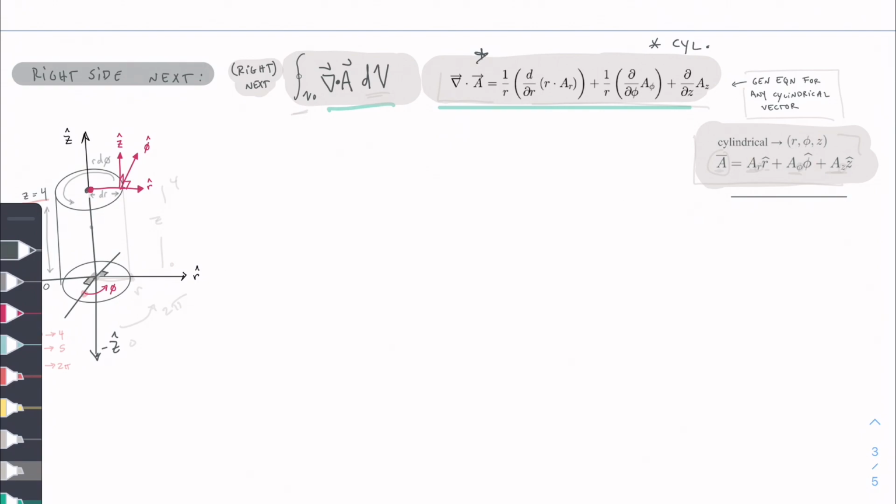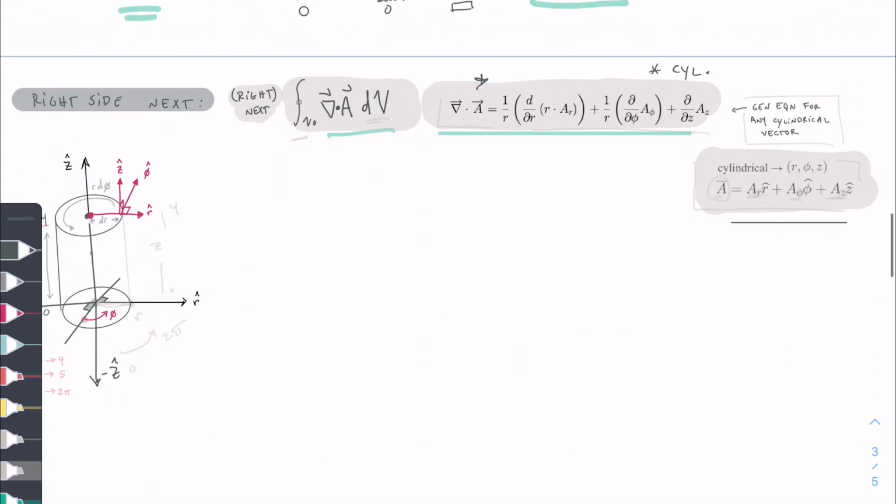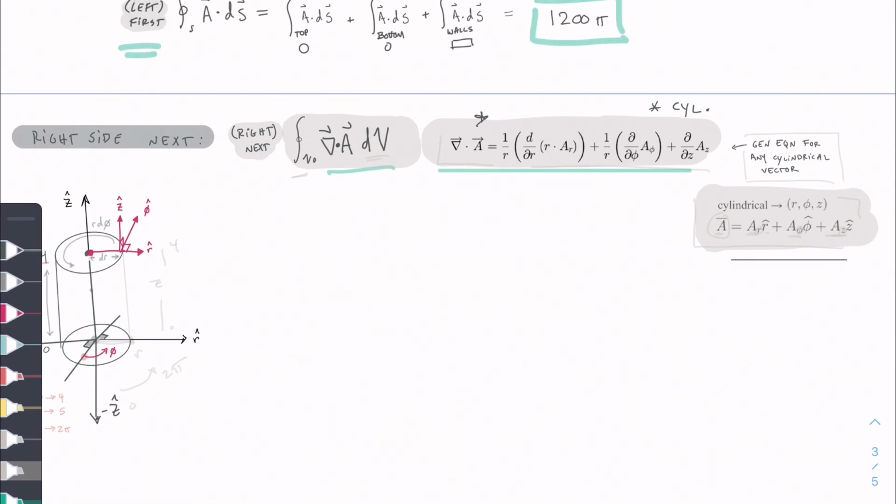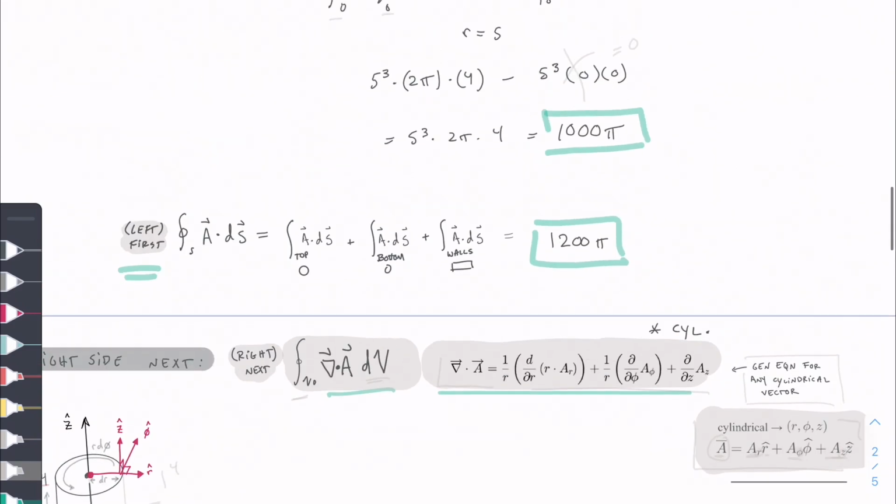You can have this del dot A pre-solved on the cheat sheet if you want to save yourself some time and just plug in your pieces, but you should know a little bit about where that comes from and how to derive it. So I'll include a video on how to do that. But right now we're just going to plug and play here.